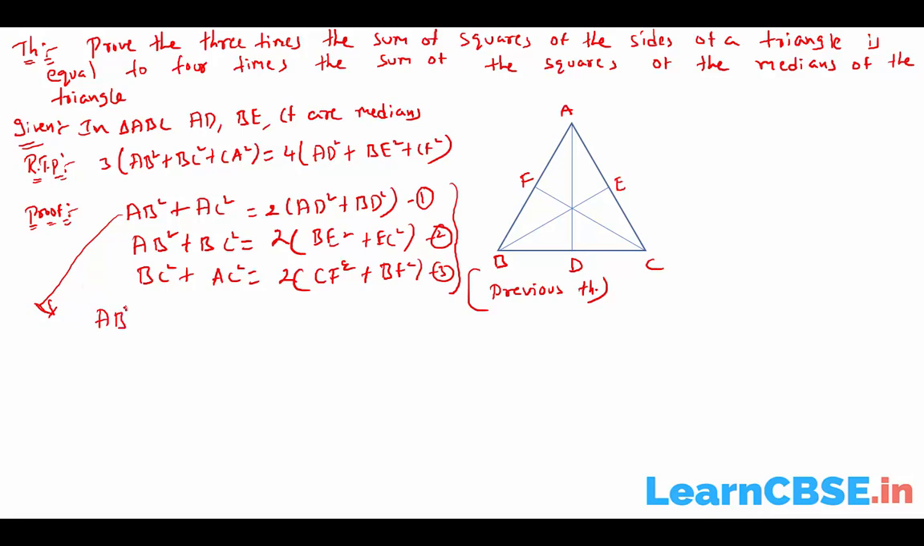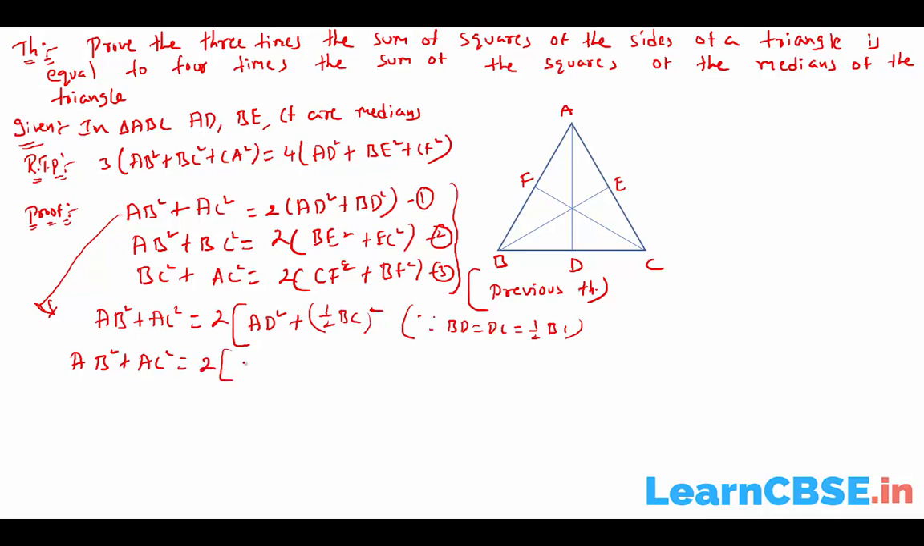AB square plus AC square equals 2 into (AD square plus BD square). Since AD is the median, listen carefully, it bisects BC into equal parts, so BD equals DC equals half BC. I can write BD square equals BC square by 4. Then AB square plus AC square equals 2 into (AD square plus BC square by 4). Take 4 as the LCM.